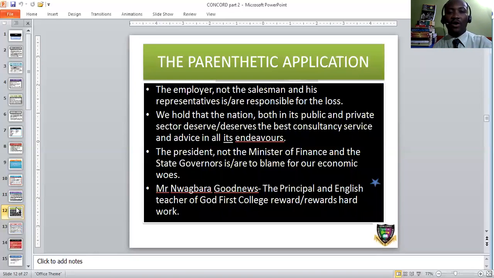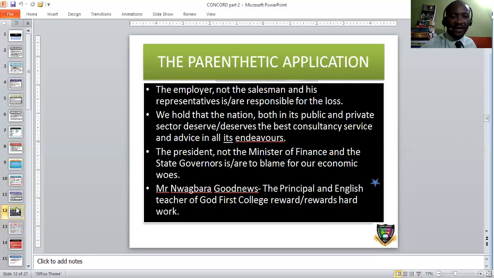Of course, we hold that the nation, which is singular now, deserves, not deserve, singular. Now look at what I'm telling you. If it were plural, they wouldn't put its, they would have put their endeavors. Now, the president, not the minister of finance, and the state governor is or are to blame for our economic woes? Right. Now the president here is singular.